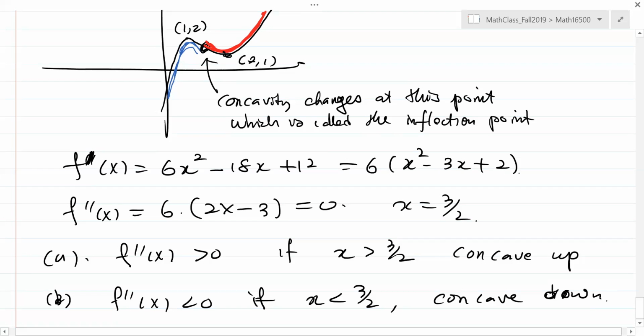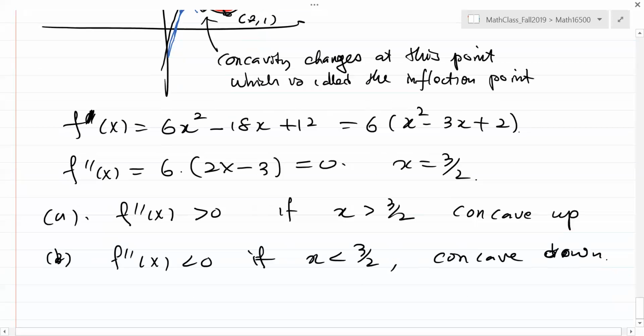First of all, what's the definition of an inflection point? An inflection point is the point across which the concavity changes. So we find that on the right-hand side, the second derivative is positive. Second derivative positive means the first derivative is increasing, which means the graph is concave up. On the left-hand side, the second derivative is negative, so the graph is concave down.